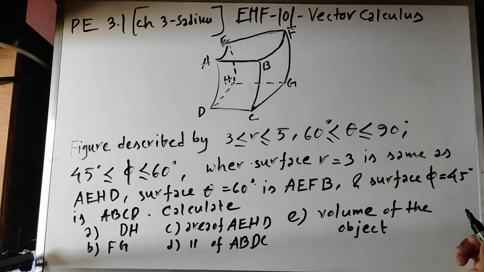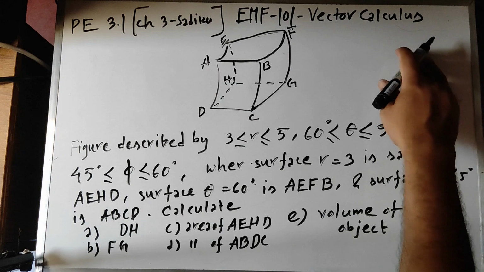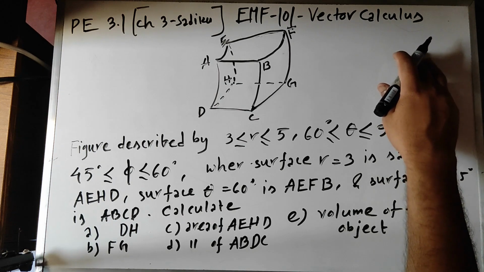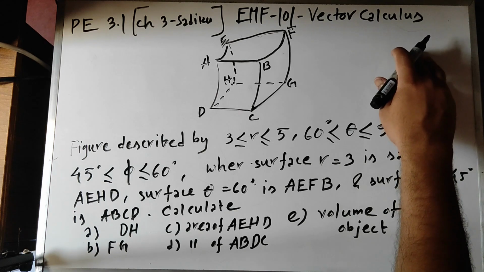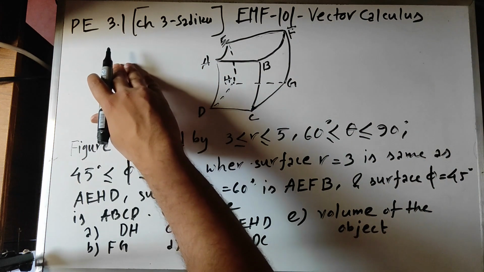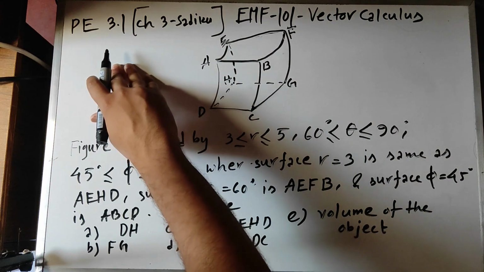In this video I'm going to solve a problem. The problem is on vector calculus, and I am using the book Elements of Electromagnetics by Matthew Sadiku. The chapter is 3, and we are solving practice exercise 3.1.